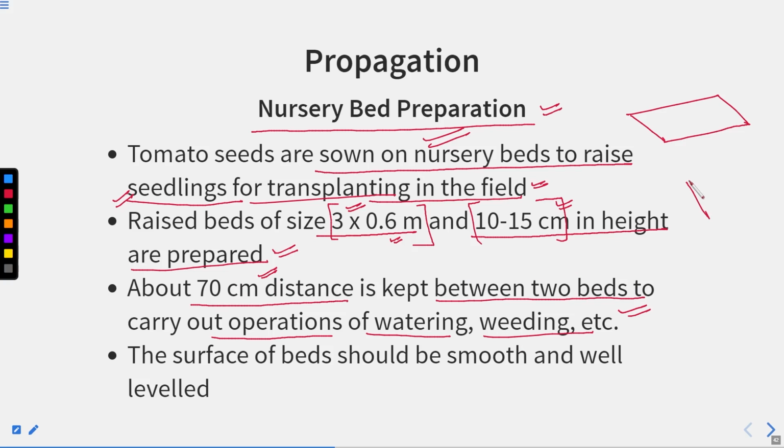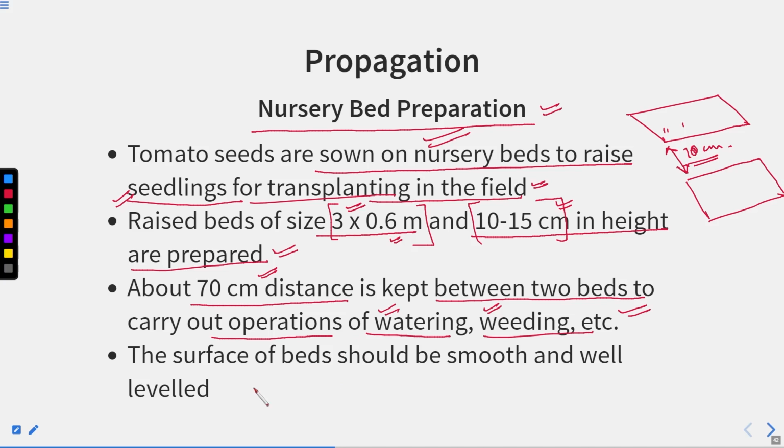Suppose this is one bed and this is the second bed. The distance between the two beds must be 70 centimeter, right? So that you can carry out proper watering and weeding. Some weeds also come out along with the seedlings, so you have to remove them, and you can also water the plants properly. So there is a way to do all these activities, and for that we keep this 70 centimeter distance between the two plots.